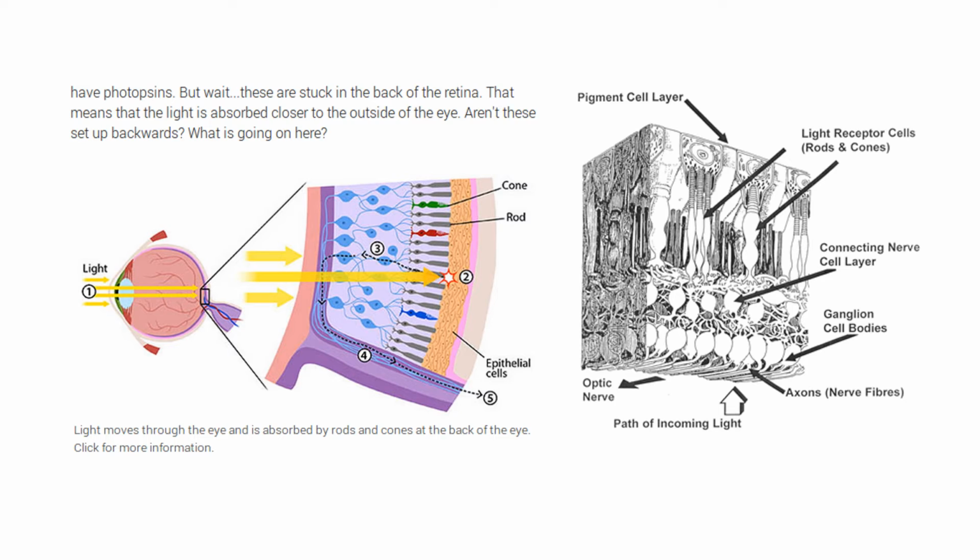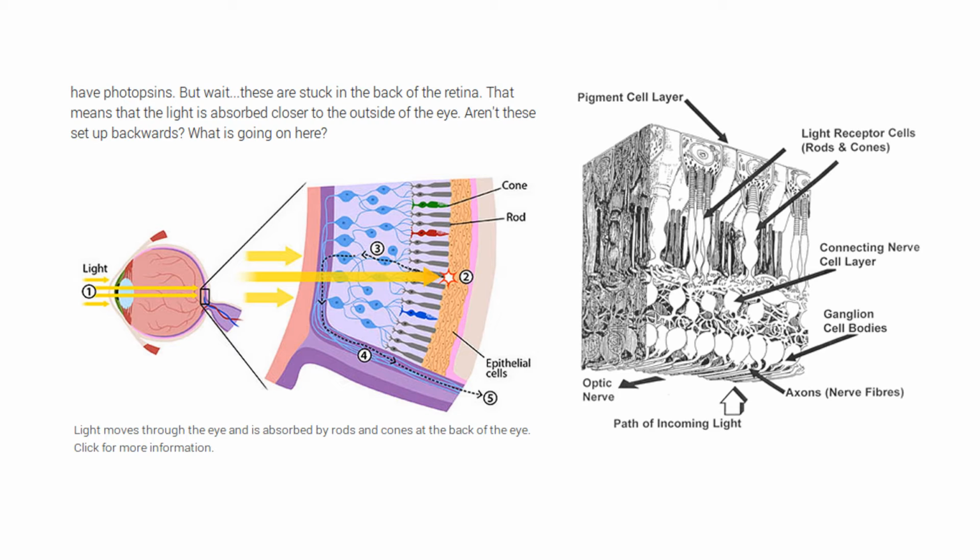number 4. And if you now look at the diagram on the right, you see the arrow that says path of incoming light, and that light travels through these cell bodies, the connecting nerve cell layer, the ganglion cell bodies, to get to the rods and cones. They react to the light, then they send their impulses forward again to those secondary neurons, the connecting nerve cell layer, the ganglion cell bodies, and those fibers then go to the optic nerve.